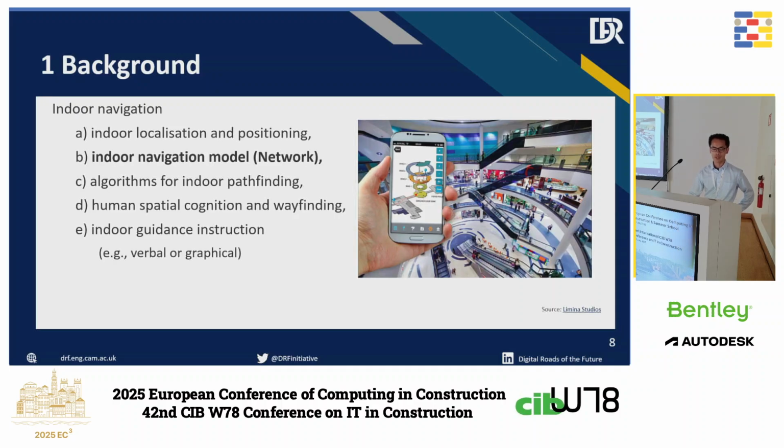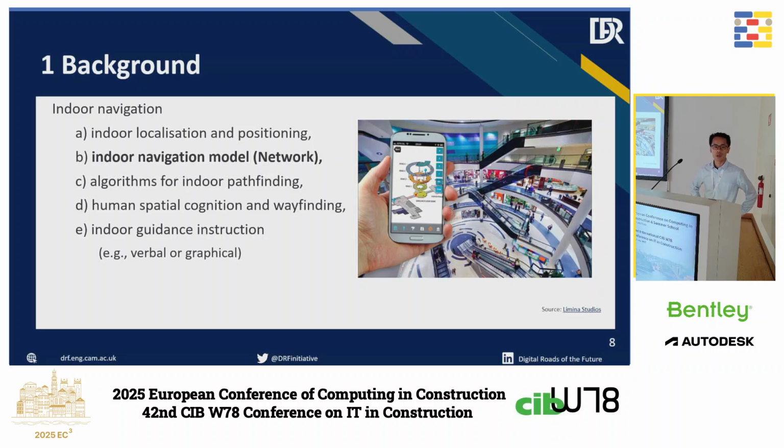Then I look at indoor pathfinding. Indoor pathfinding is in a wider context of indoor navigation, which has five parts. The first is indoor localization and positioning, to find where you are in a building. Second is the indoor navigation model, basically the connectivity graph or network that you can use. The third is algorithms you can use for indoor pathfinding. The fourth is human spatial cognition and wayfinding. This is mainly about the human part: how you find locations, how you find the ways. The last part is indoor guidance instruction. This is about application: how you can get instructions, verbal or graphic.